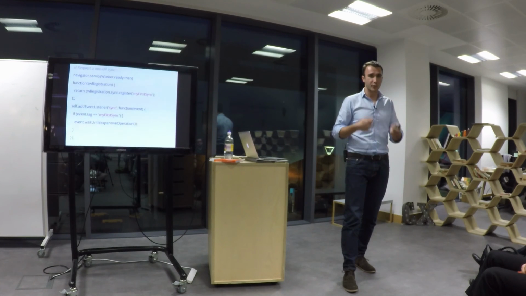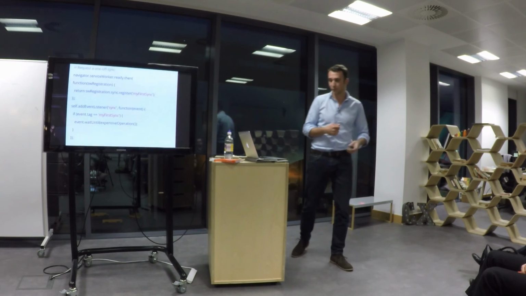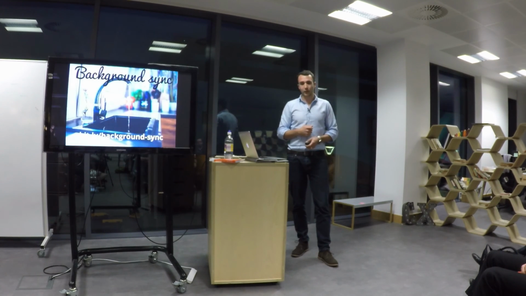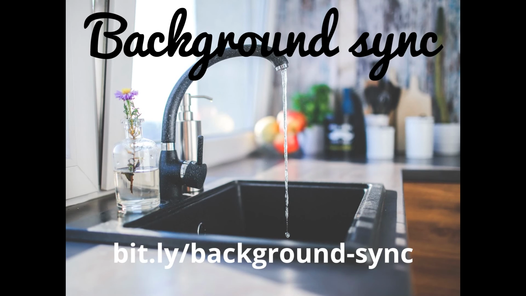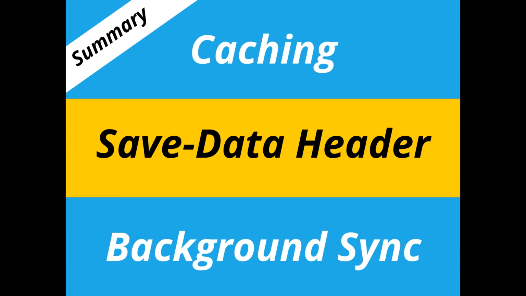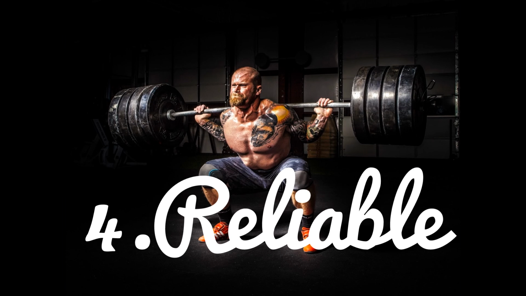So it's a pretty cool way to ensure that we keep things rolling with the user. We don't drop off. So background sync. Check it out. That's the URL. It's pretty new stuff, but it's out there, and you can start using it. So just to summarize what I've talked about so far, we've talked about caching, talked about the save data header, and background sync. And finally, let's talk about part 4, reliable.